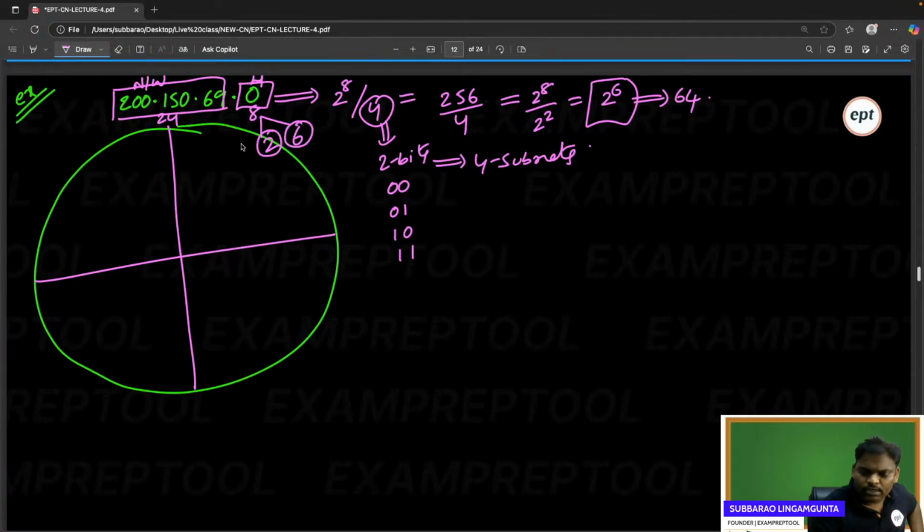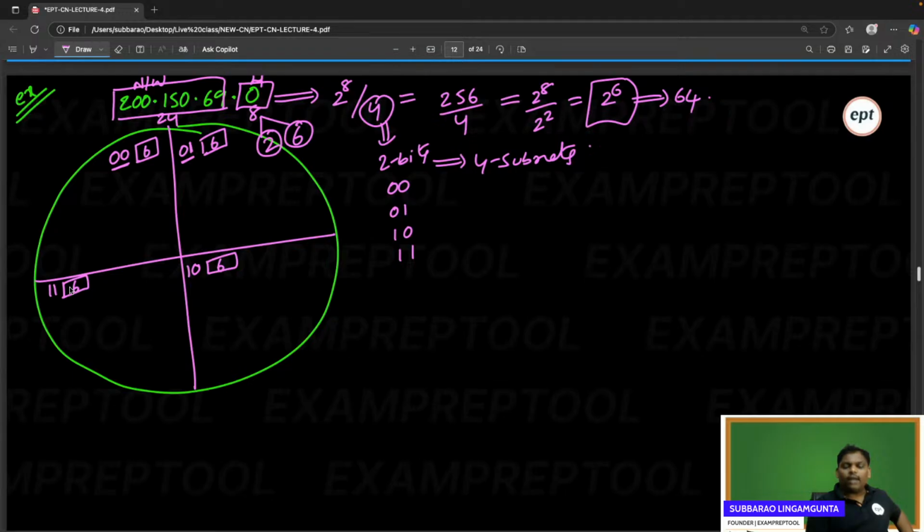So the first 2 bits, let's see this one: 00 here, followed by 6 bits. 01 here, followed by 6 bits. Next one, 10 here, followed by 6 bits. It is going to be 11 here, followed by 6 bits.